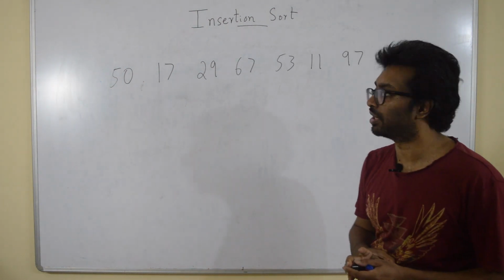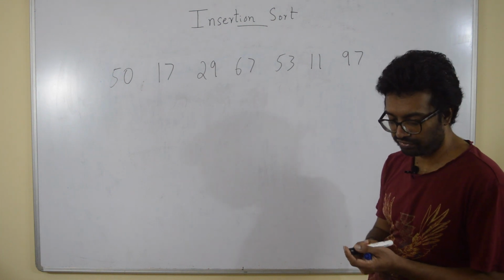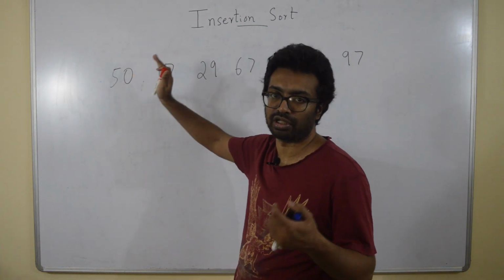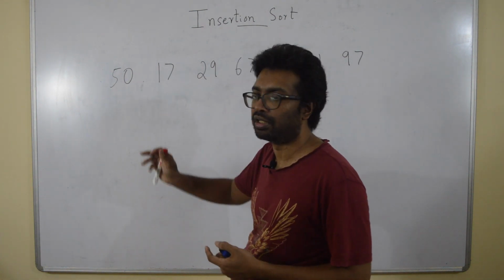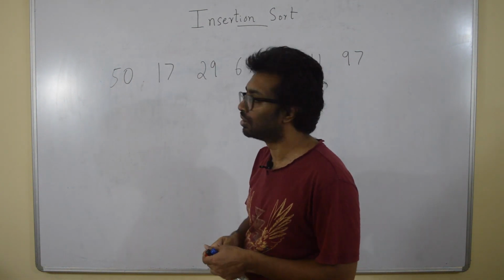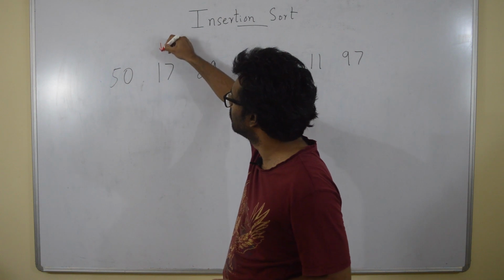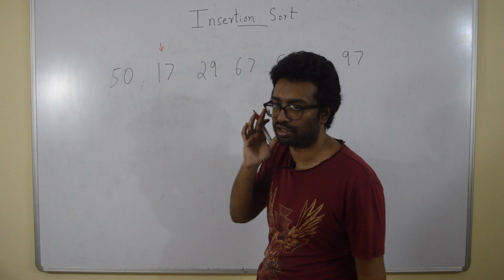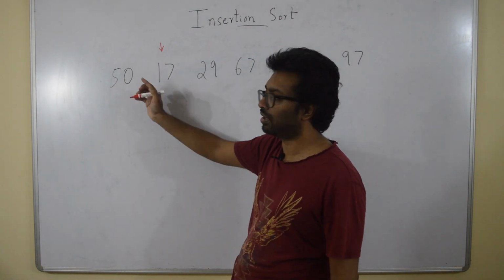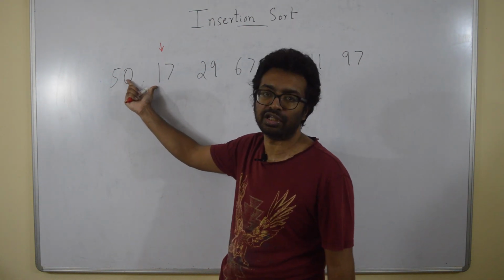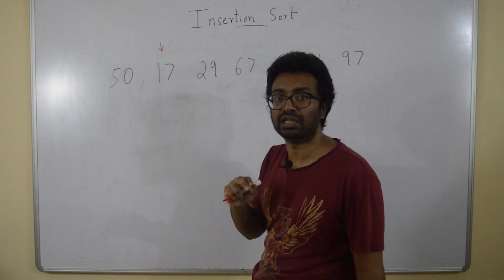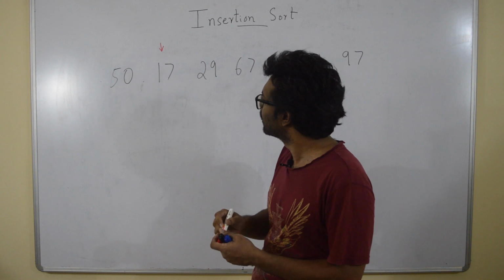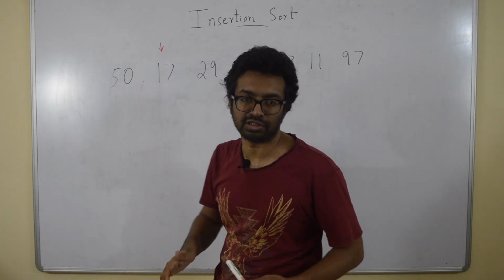Okay, this is my array, and let's start from the beginning. 50 is a sorted array, just 50. Next we move here to 17. Now we know that before 17, this much is a sorted array. I compare 50 and 17, and I know this has to be swapped. 17 has to come here and 50 goes there. So we'll just do the swap.